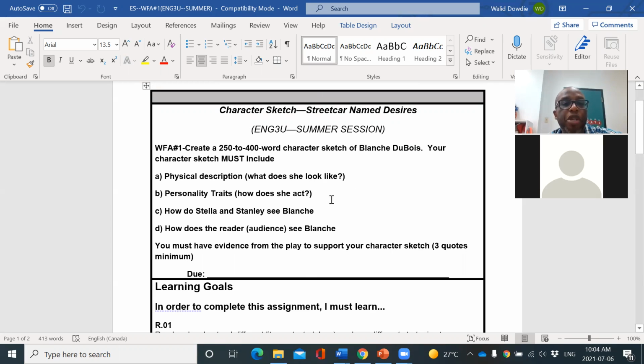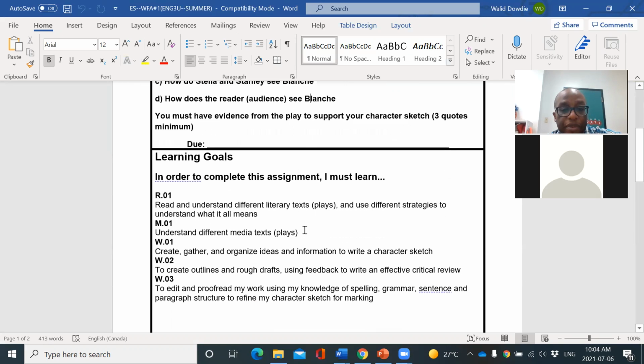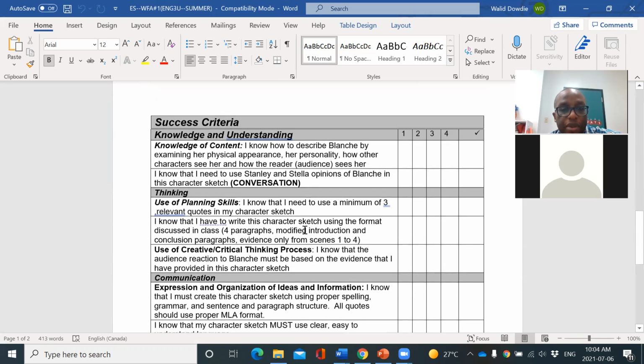Three quotes minimum, which means you need a quote that tells me what she looks like, how she acts, and how the other characters see her. As for how the audience, which means you or I or anyone who reads the book, sees her, you don't even really need a quote there. You can if you want to, but you don't really need to. Okay, so just one quote for each statement.